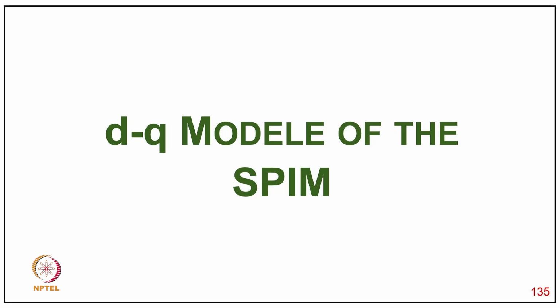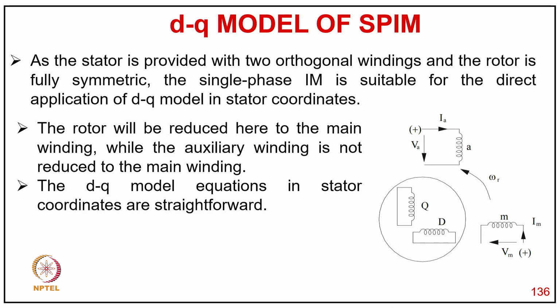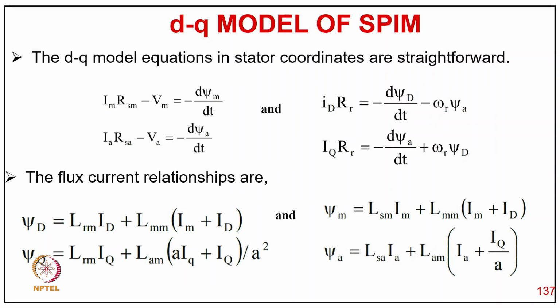Now coming to the DQ model of the single phase induction motor. Here we consider the main winding and auxiliary winding at 90 degrees, and the DQ axes of the rotor winding also similarly at 90 degrees. As the stator is powered with two orthogonal windings and the rotor is fully symmetric, the single phase induction motor is suitable for the direct application of the DQ model in the stator coordinates. The rotor will be reduced here to the main winding, while the auxiliary winding is not reduced to the main winding. So the DQ model equations in stator coordinates are straightforward.